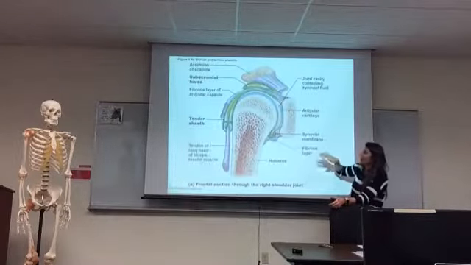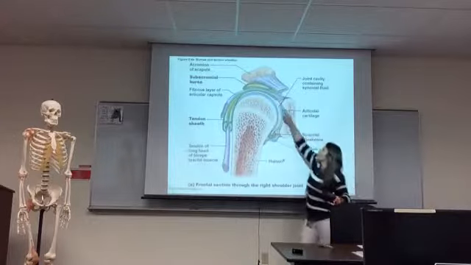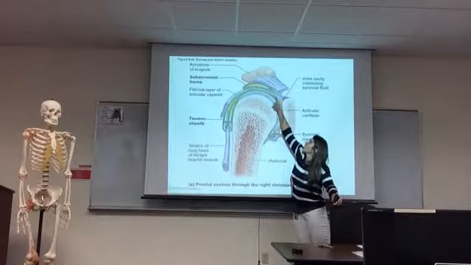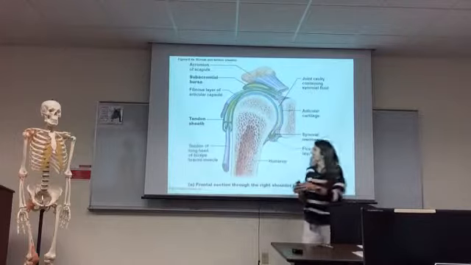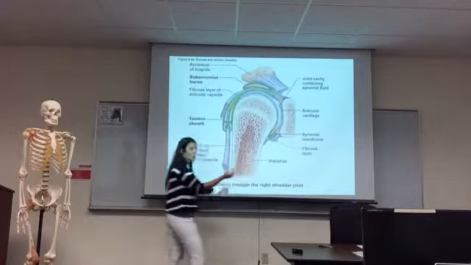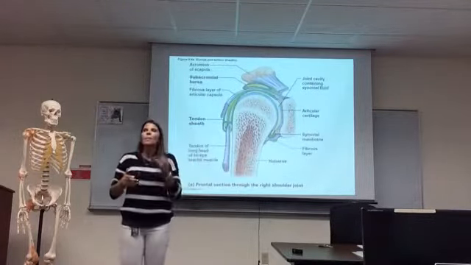I don't see any fatty pads here, but I do see bursa. That green with the yellow inside, it's literally a little packet. It's a synovial membrane with fluid inside.